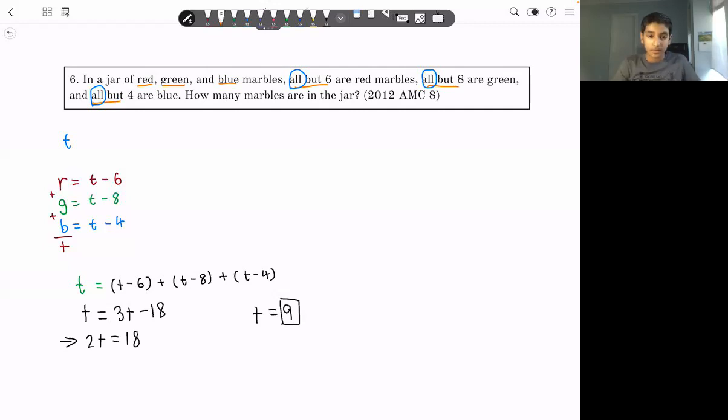How did you get 2T from 3T? So we can just add 18 to both sides. If we add 18 to both sides, we get T plus 18 equal to 3T. And we can subtract T from both sides. We get 18 equal to 2T. That's how we got it. Oh, thank you. Any other questions on any of the problems? Because if there are no questions, we'll move on to today's topic.